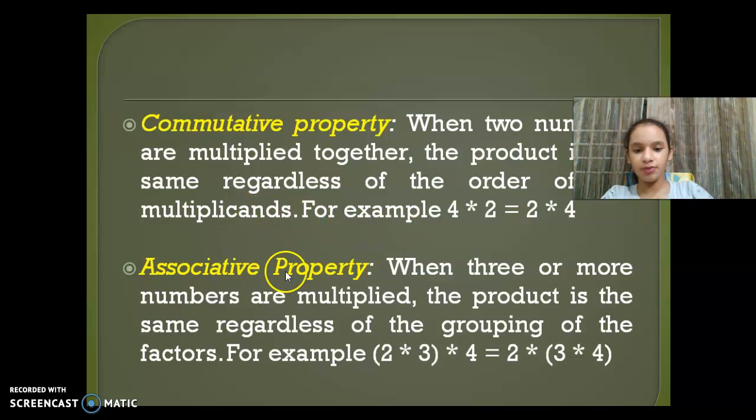Next is associative property. When three or more numbers are multiplied, the product is the same regardless of the grouping of the numbers. It means that if we multiply a into b and place them in bracket and c outside, and if we multiply b into c and a outside, the answer will be same.